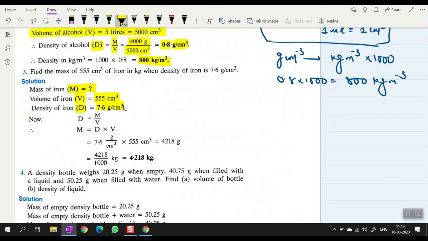Okay, so density is in gram per centimeter cube, volume is in centimeter cube. First let's find the mass in grams. See, density is mass upon volume, so mass is equal to density multiplied by volume. So density 7.6 gram per centimeter cube, volume 555 centimeter cube. This centimeter cube and this centimeter cube will cancel. You get 4218 grams. To convert from gram to kilogram, what you will do? You will divide by 1000. Gram to kilogram, divide by 1000. Remember that. I hope you already know that. So 4218 divided by 1000 is 4.218 kilograms. Easy? Yes.